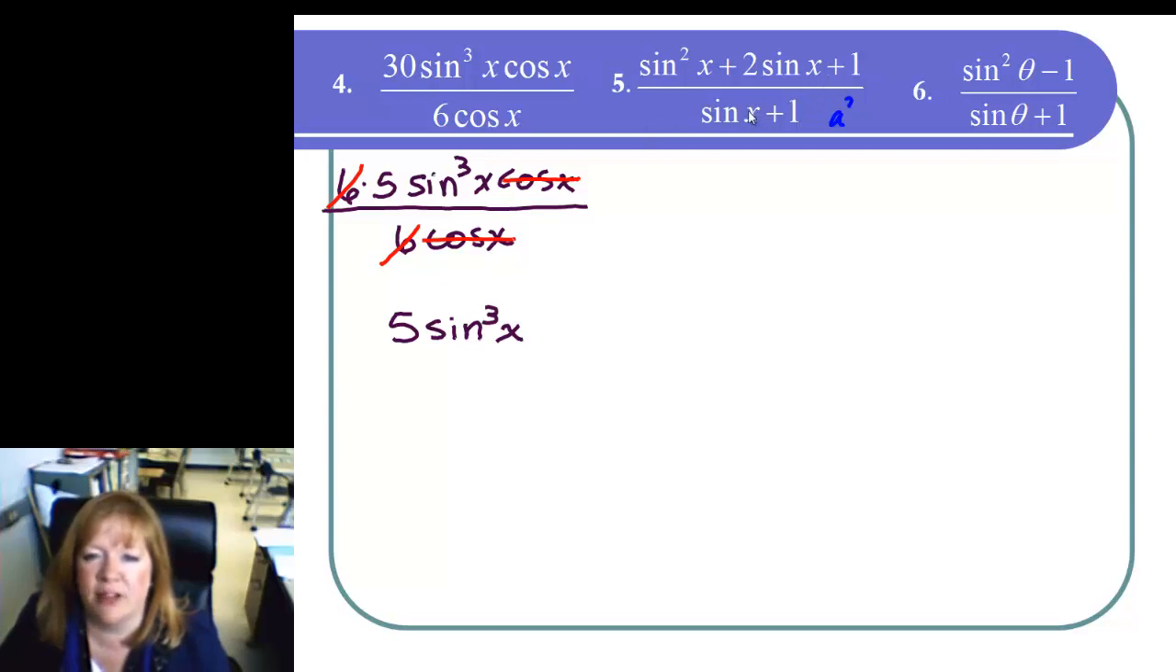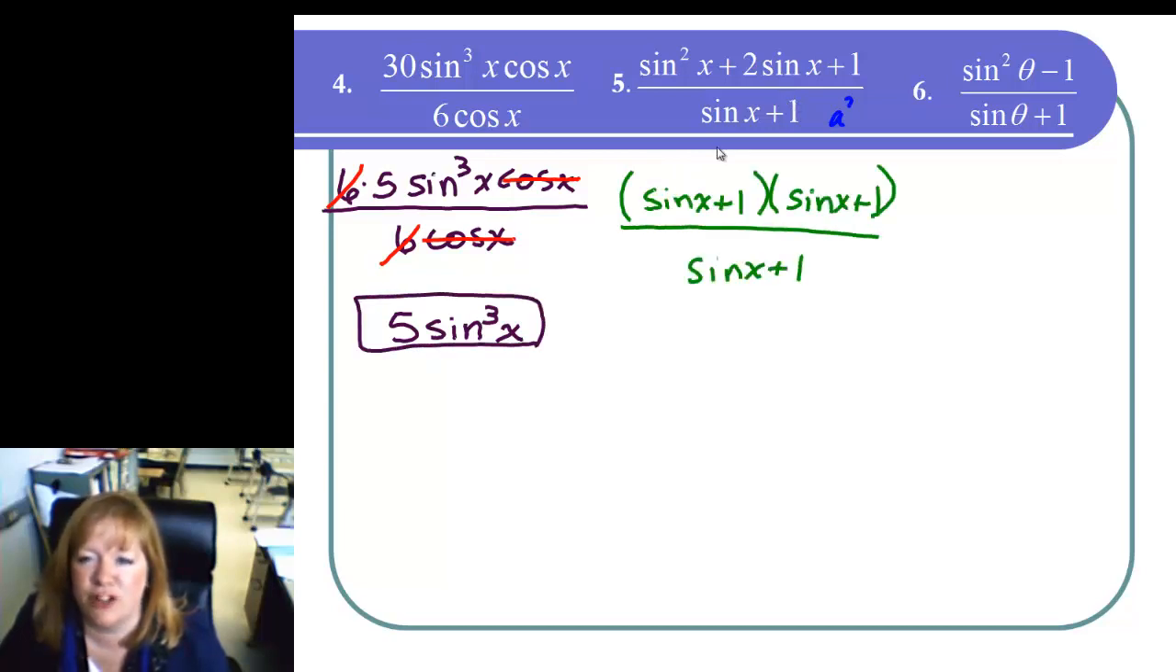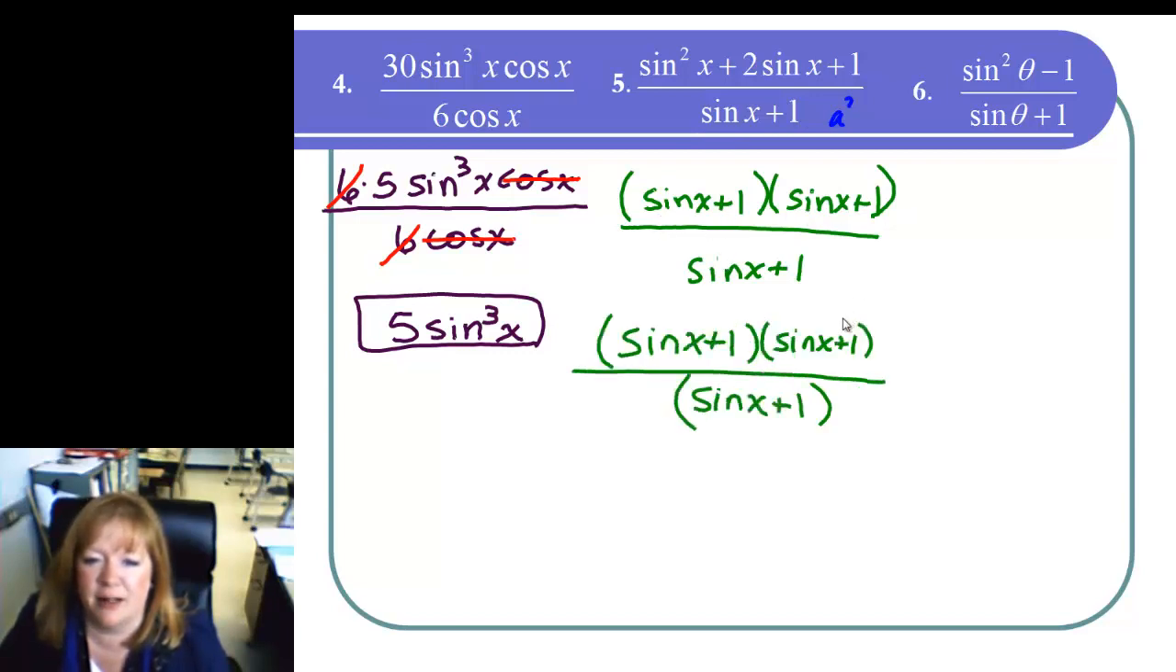Number 5, can I just cancel the sine x and sine x? No! Don't do it. Do not do that. You have to factor first. Lots of F's. So, if you don't factor first, you will get an F. Sine x squared plus 2 sine x plus 1. We've already seen that factor. Sine plus 1, sine plus 1. And then the denominator was sine x plus 1. Now you can slash and burn because it's this guy times this guy. They're gone. So then all I'm left with is sine x plus 1.